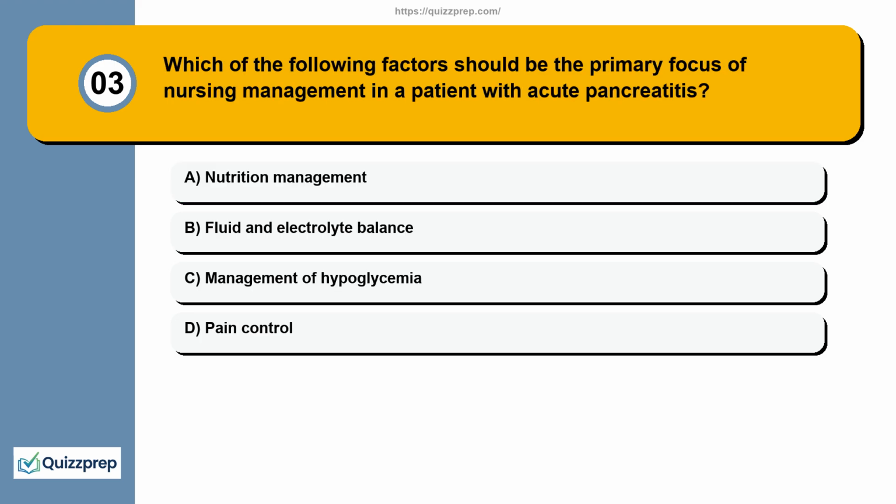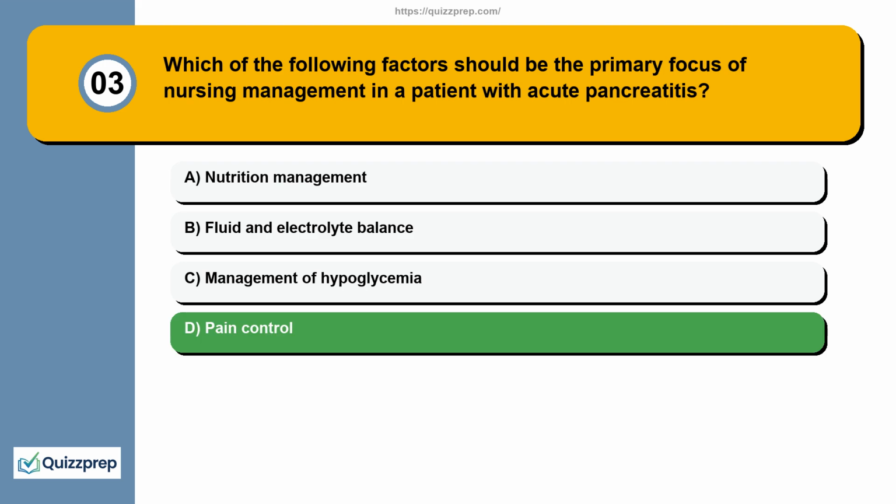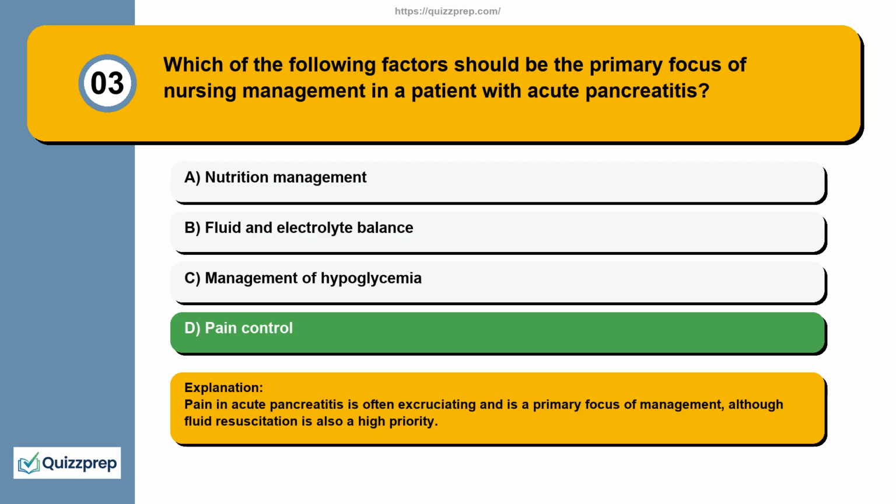Question 3. Which of the following factors should be the primary focus of nursing management in a patient with acute pancreatitis? Nutrition management, fluid and electrolyte balance, management of hypoglycemia, pain control. Pain in acute pancreatitis is often excruciating and is a primary focus of management, although fluid resuscitation is also a high priority.